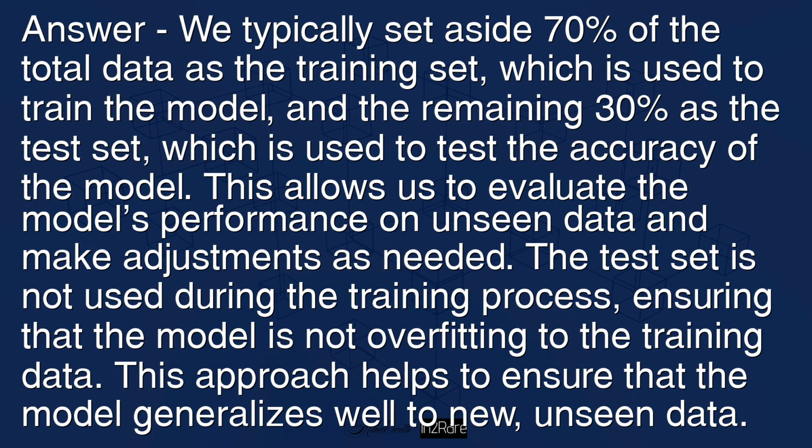Answer: we typically set aside 70% of the total data as the training set, which is used to train the model, and the remaining 30% as the test set, which is used to test the accuracy of the model. This allows us to evaluate the model's performance on unseen data and make adjustments as needed. The test set is not used during the training process, ensuring that the model is not overfitting to the training data. This approach helps to ensure that the model generalizes well to new, unseen data.